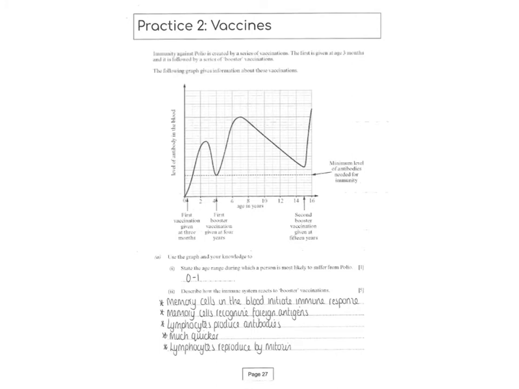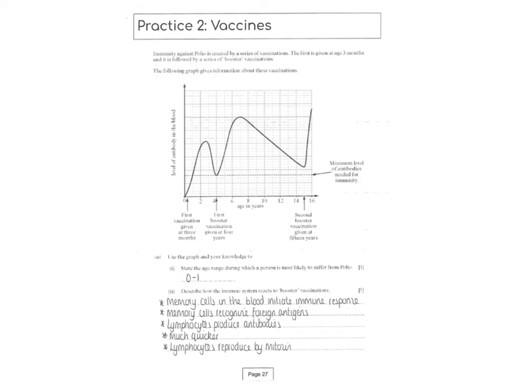Immunity against polio is created by a series of vaccinations. The first is given at age 3 months and is followed by a series of booster vaccinations. The following graph gives information about these vaccinations. Use the graph and your knowledge to state the age range in which a person is most likely to suffer. If they're below the line, they haven't got immunity. So it's between 0 and 1 years of age.